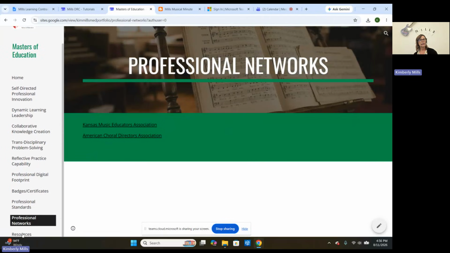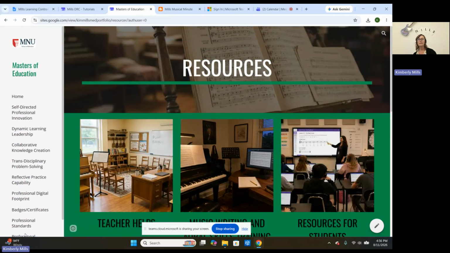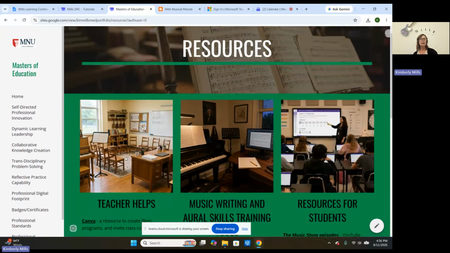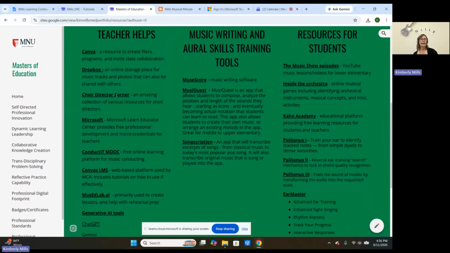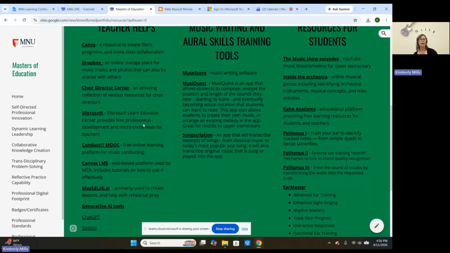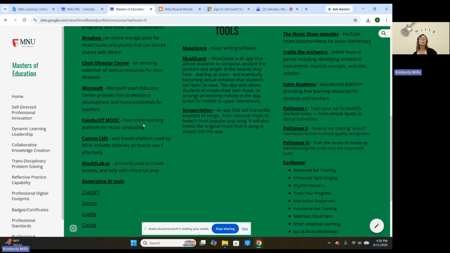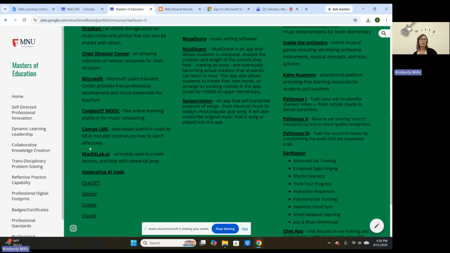And finally, the resources page, one of my very favorite pages, shows several teacher help tools. Canva and Dropbox are things that I have used extensively already. Microsoft is something, of course, my school uses, and so that's something that I have been working to learn more so that I can be more effective at using our tool. We have Canvas, which is something we already use here at my school as well. And my students are using that, and we're all learning how to be more efficient at that. And then you can see some other things here.